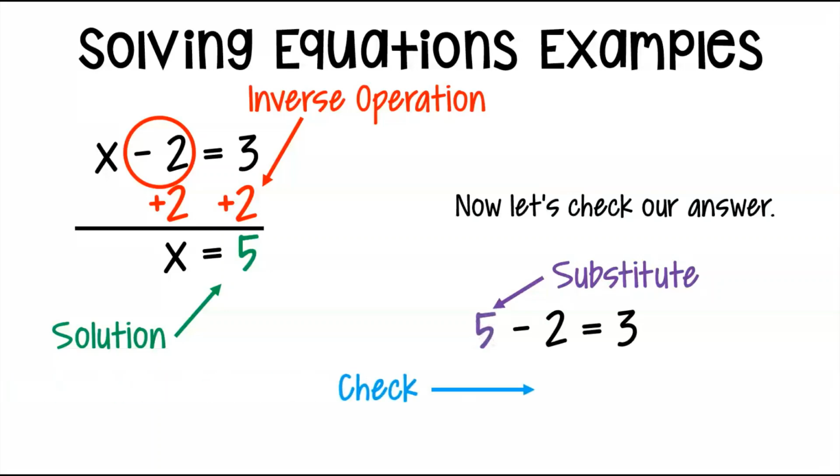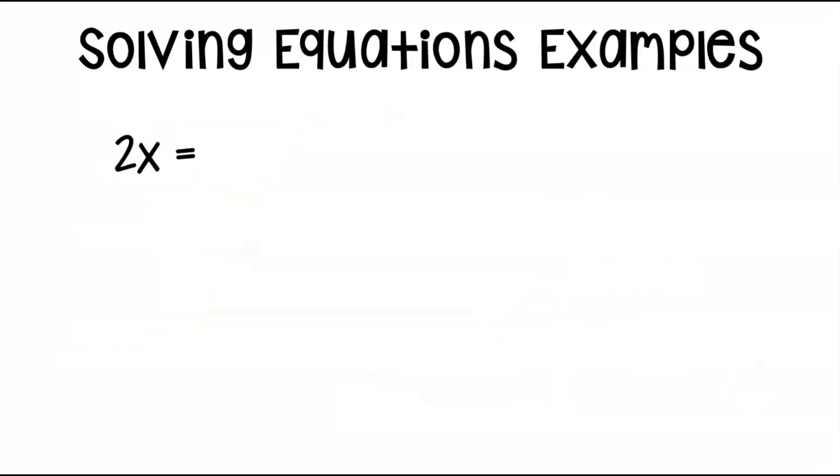And we're going to actually do the check. What is 5 minus 2? Well, it's 3. Since we get the same thing on both sides of our equation, we know we got a correct answer. How about this example? This is 2 times x equals 10. Remember that if you see a coefficient and a variable side by side and no operation is indicated, we understand that that means multiplication. So what's happening to our variable?